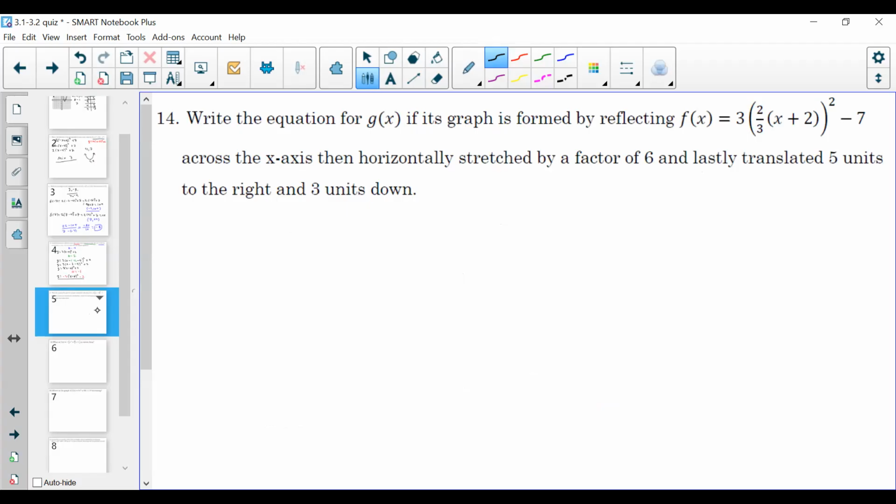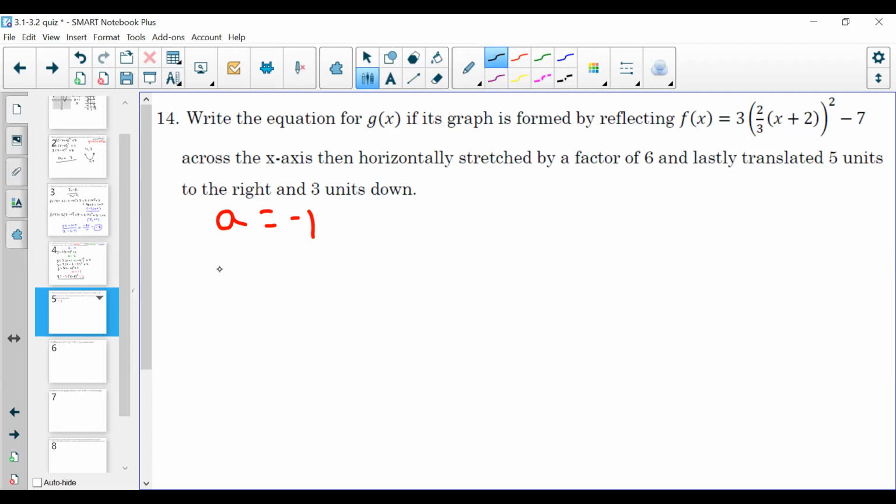So for number 14, I'm going to write the equation for g of x that's formed by reflecting this equation across the x-axis, then horizontally stretched by a factor of 6, and lastly translated 5 units to the right and 3 units down. This one is a little more straightforward. I have these transformations. I'm going to affect it on f of x, and we're going to see what we get. So the first thing I have is across the x-axis. I'm reflecting across the x-axis as a vertical reflection. That means that a is negative 1.